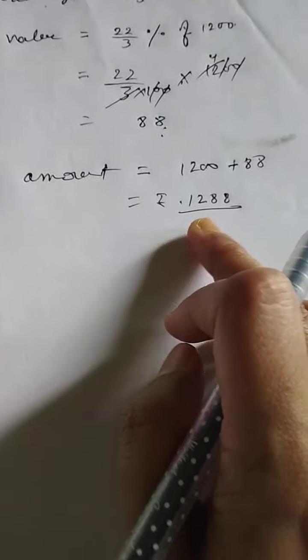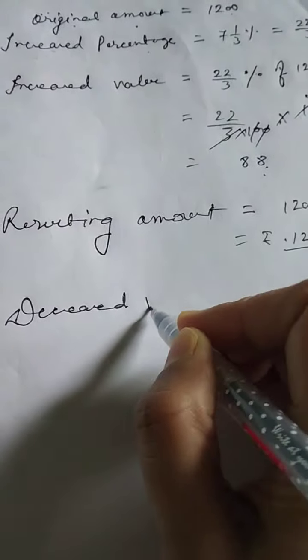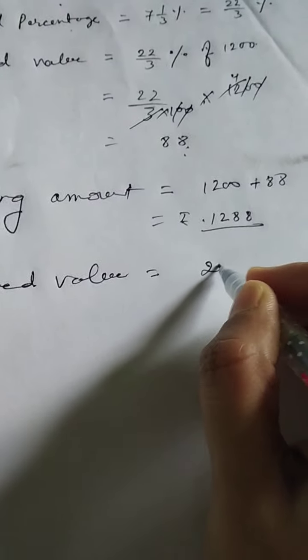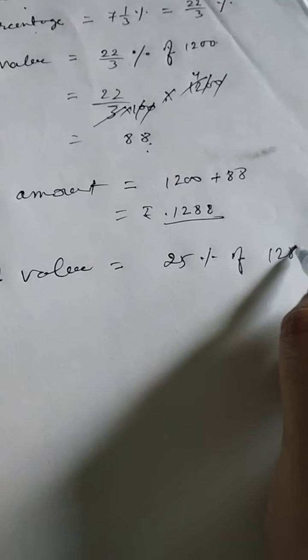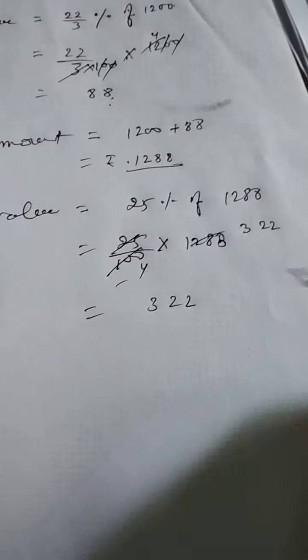It is decreased by 25%. So the decreased value will be equal to 25% of 1288. Just calculate it, students. 1288.